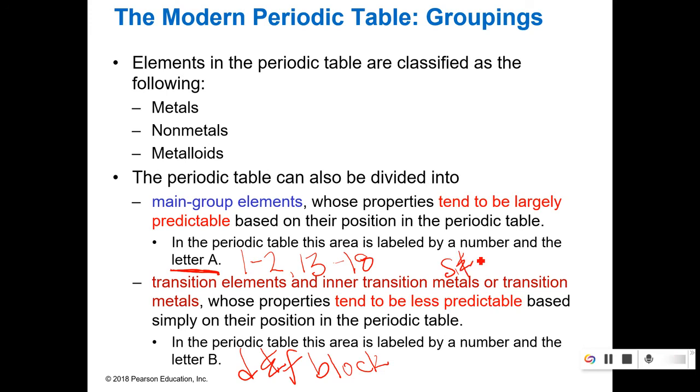And this is S and P. Those do not have as predictable properties. They're much less predictable, and so they don't fall in line as easily. Also, sometimes those intertransition and transition metals have a B over them in their column.